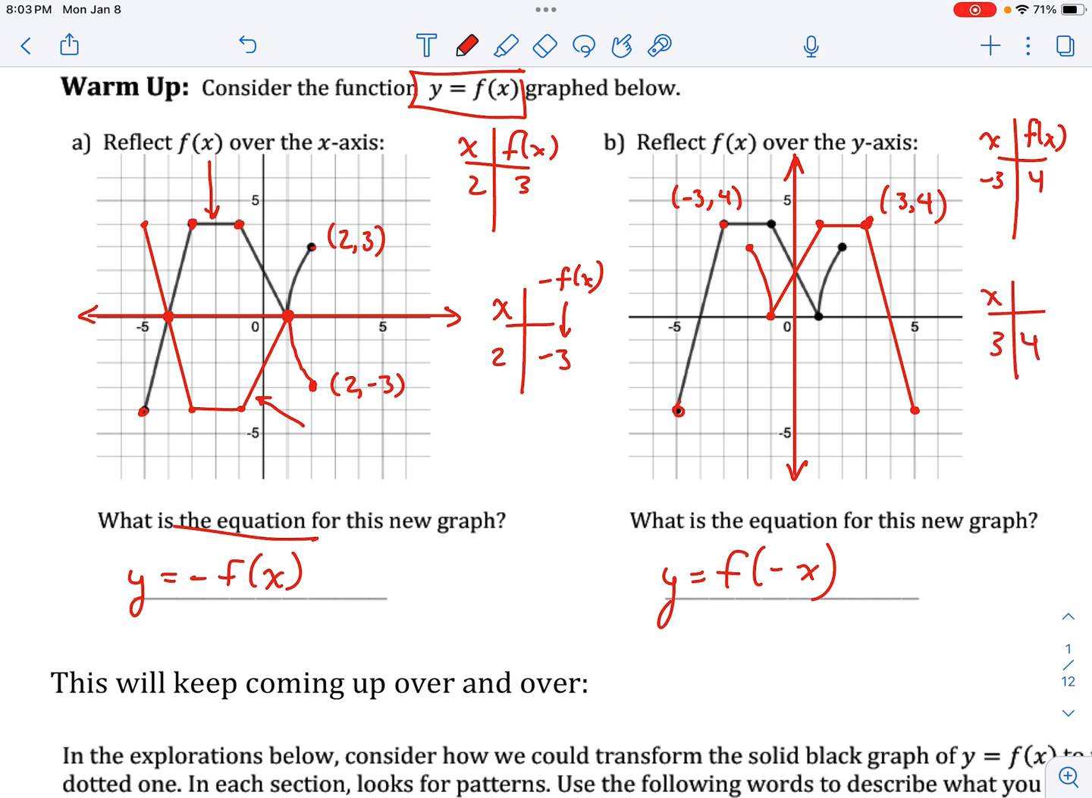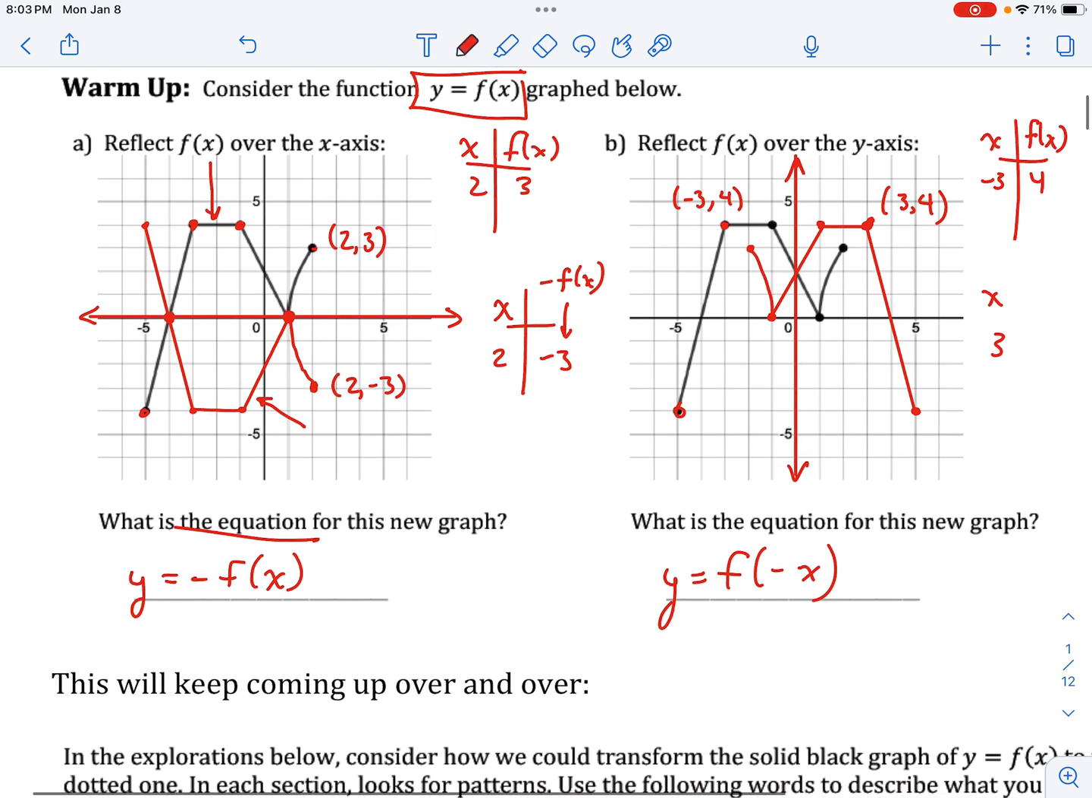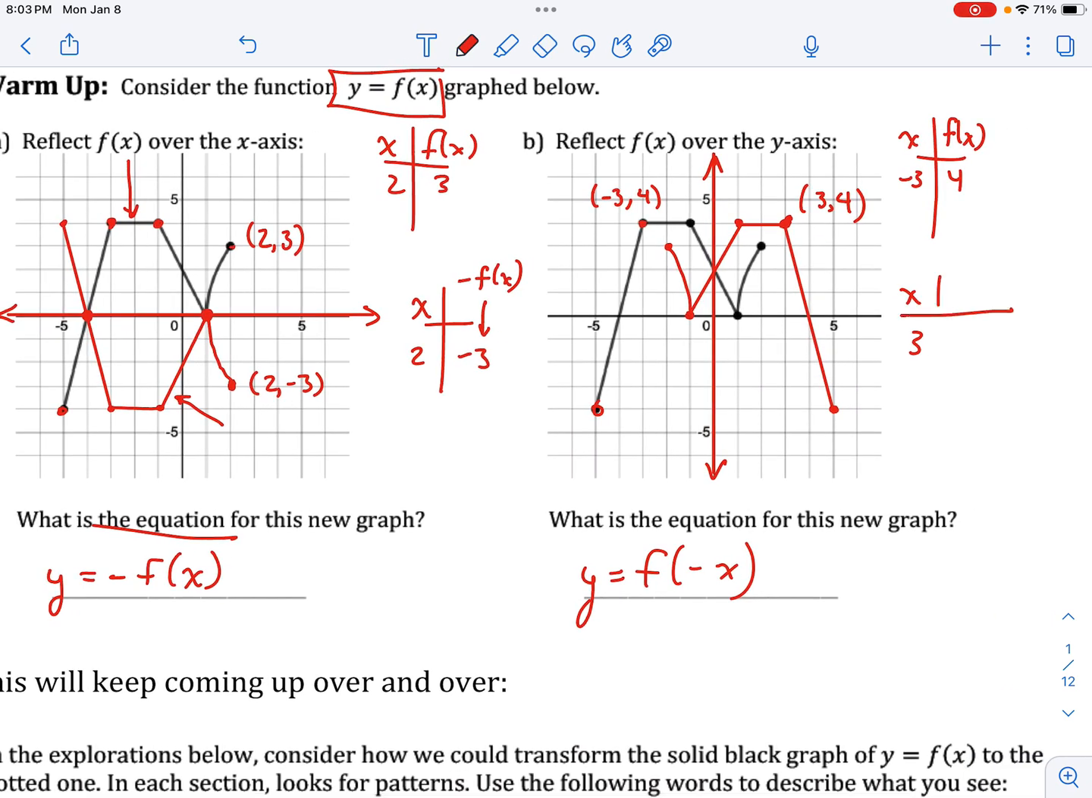Well, I don't have a value for f of 3. F of 3 doesn't actually exist. But I can think of adding a column in here. If I knew negative x was negative 3, I could take the f of that, and I know what that is from here. F of that is actually 4.